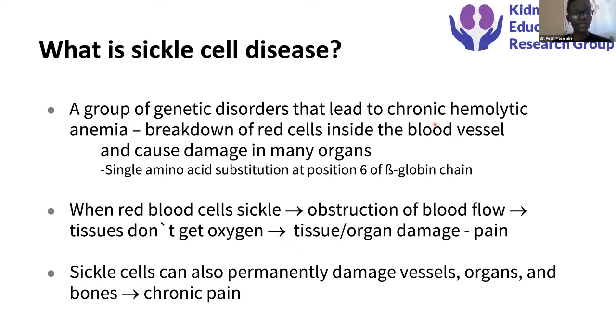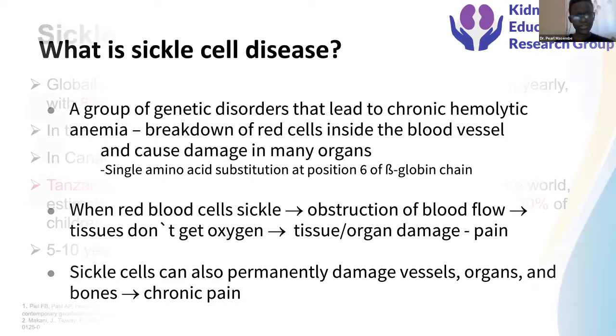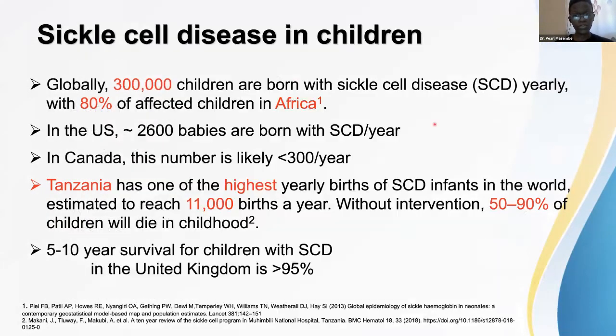So when red blood cells sickle, it leads to obstruction of the blood flow, which leads to tissues not getting enough oxygen. This leads to tissue damage and organ damage, and this leads to pain, which is what we call the vaso-occlusive crises. The sickle cells can also permanently damage specific organs. We have the brain, we have the kidneys, which is what we'll be talking about today. This leads to chronic pain in people with sickle cell disease.